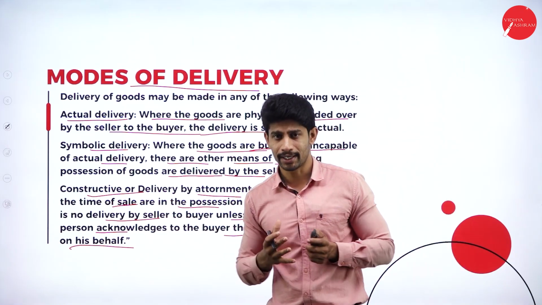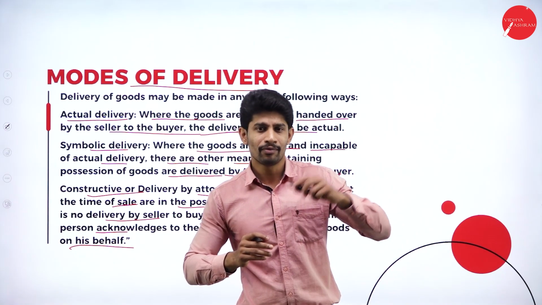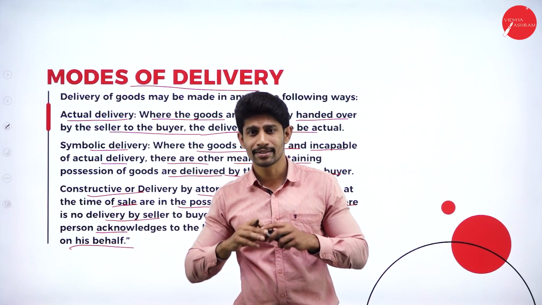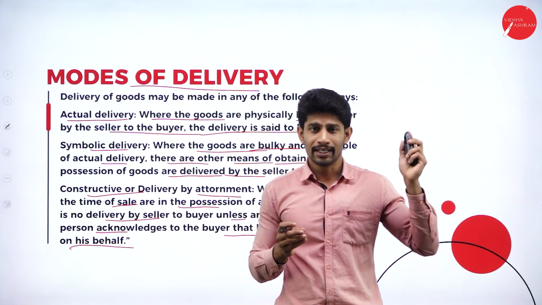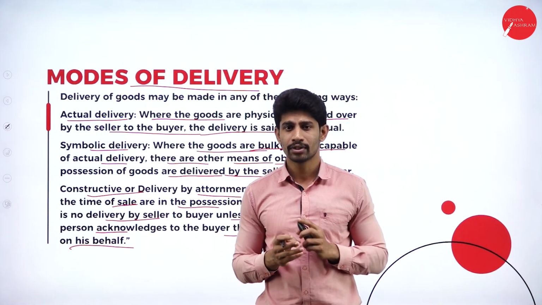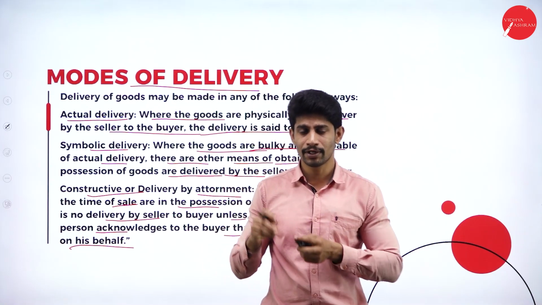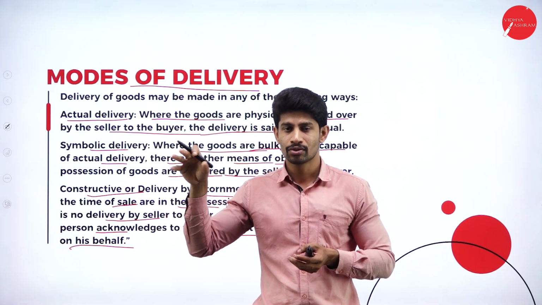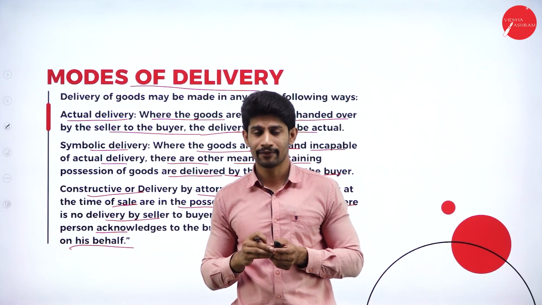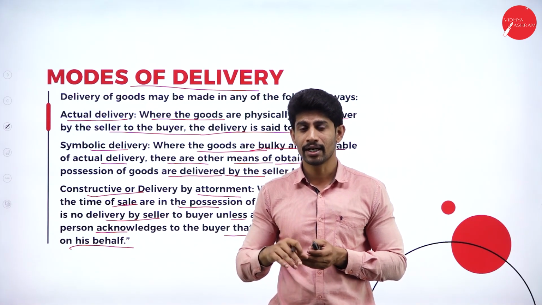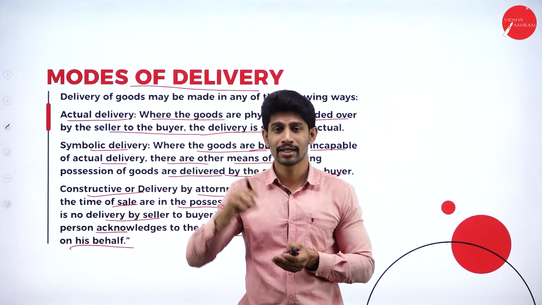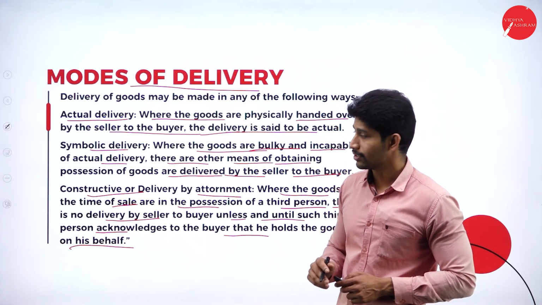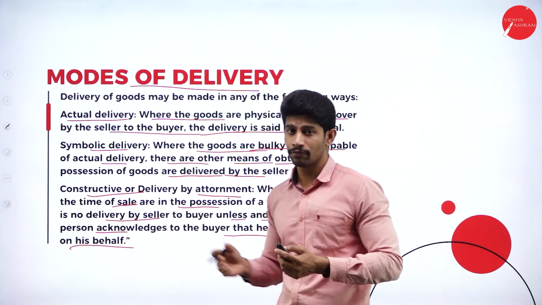You can take the example of Flipkart. Someone is selling goods on the Flipkart app, and someone is purchasing. Flipkart acts as a middleman. The actual seller packs and sends it to Flipkart. So now Flipkart is in possession of those goods, and they deliver it to you. Here the seller is not delivering; Flipkart is packing it and delivering it to you. Amazon also packs and delivers. That is the best example for constructive delivery or delivery by attornment. So these are the different modes of delivery we have.